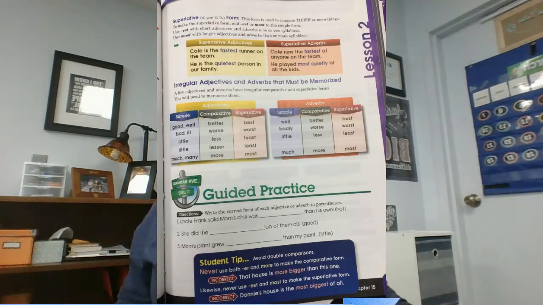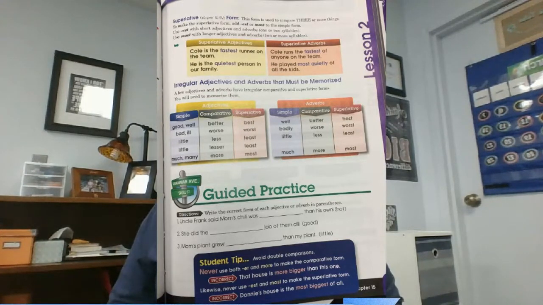All right, now let's jump over to the superlative adverbs. Cole runs the fastest of anyone on the team. He played most quietly of all the kids. Okay, and sometimes we have irregular adjectives or adverbs, and we love that we have to memorize those because they change the forms of the words. So if you look at the two charts, both adjectives and adverbs, some of them are irregular and some of them are not, but let's look at them.